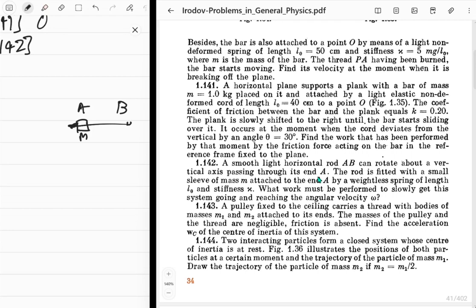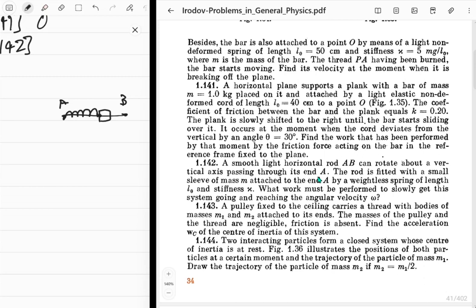It's attached to the end A by a weightless spring of length L naught and stiffness X. So you've got something like this: A, B, this thing is a spring right here, and you've got this sleeve attached to it. They said X, I'm going to use K. What work must be performed to slowly get this system going and reach the angular velocity omega?